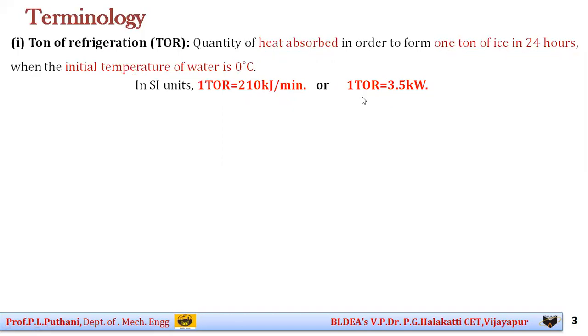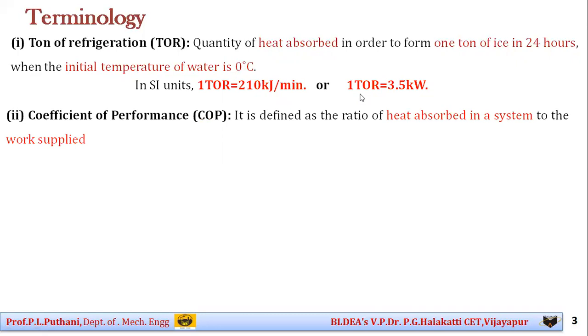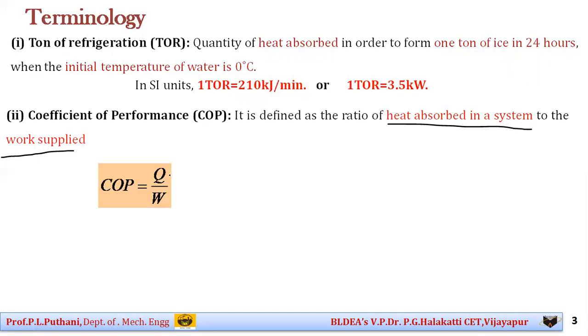Then the next term discusses the performance of a refrigerator. We call it the coefficient of performance. In the coefficient of performance, again, we are discussing the amount of heat absorbed in a system with respect to the work supplied, the work input. Mathematically, COP is equal to Q by W, where Q is the amount of heat absorbed and W is the work input supplied. In a refrigerator, whatever amount of electric power you supply to your refrigerator is the work supplied itself.